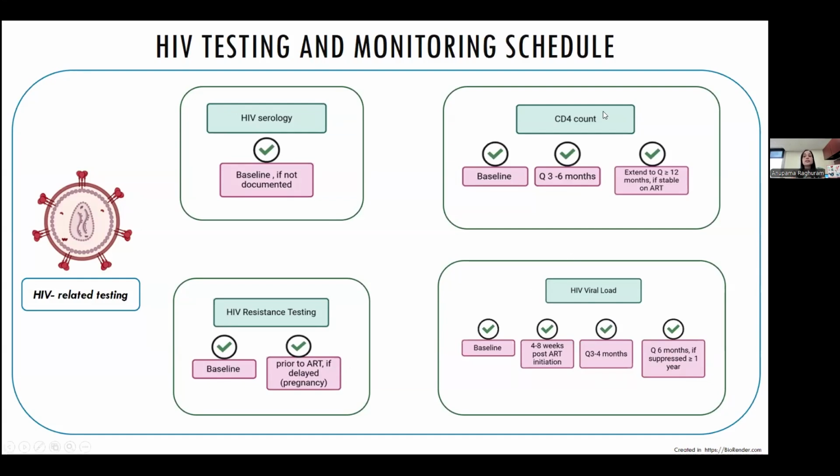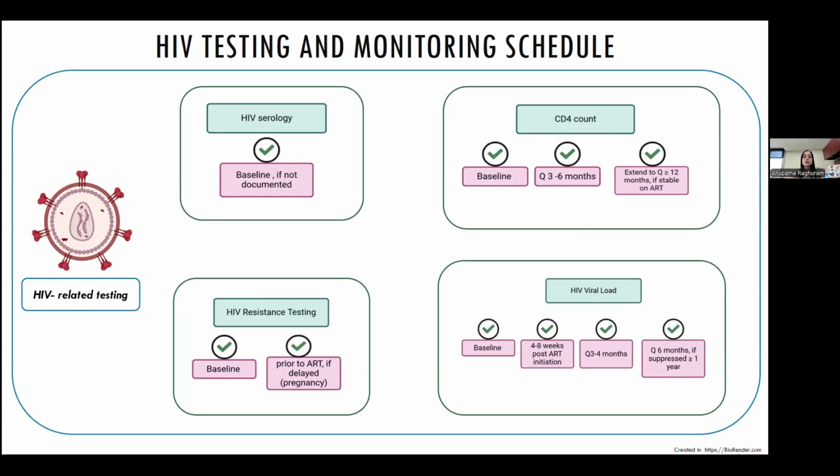The other thing that we check routinely is a CD4 count, and that should be checked at baseline and then every 3 to 6 months. And once they are stable, you technically can extend this to once a year if they're stable on ART. I will say that in clinical practice, we tend to check it at every visit, but there is this recommendation that you can extend it to once a year once the patient's stable.